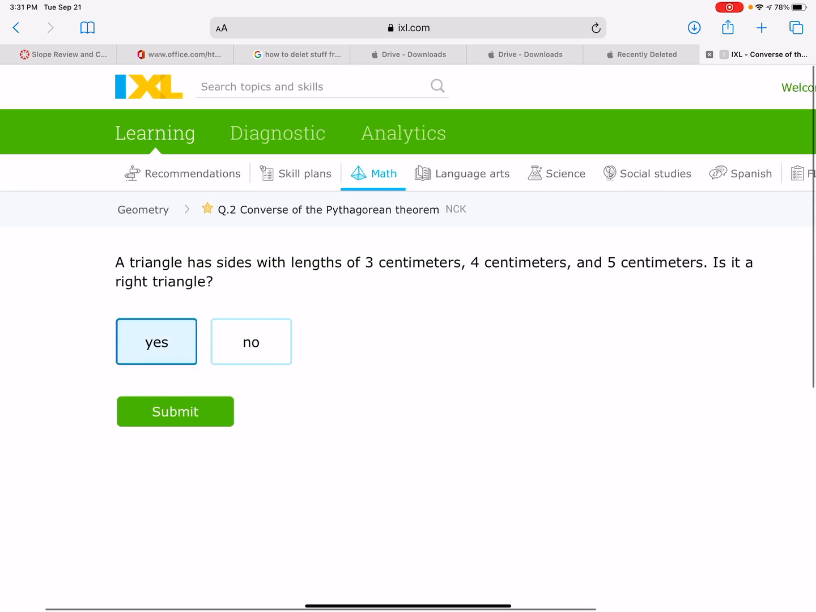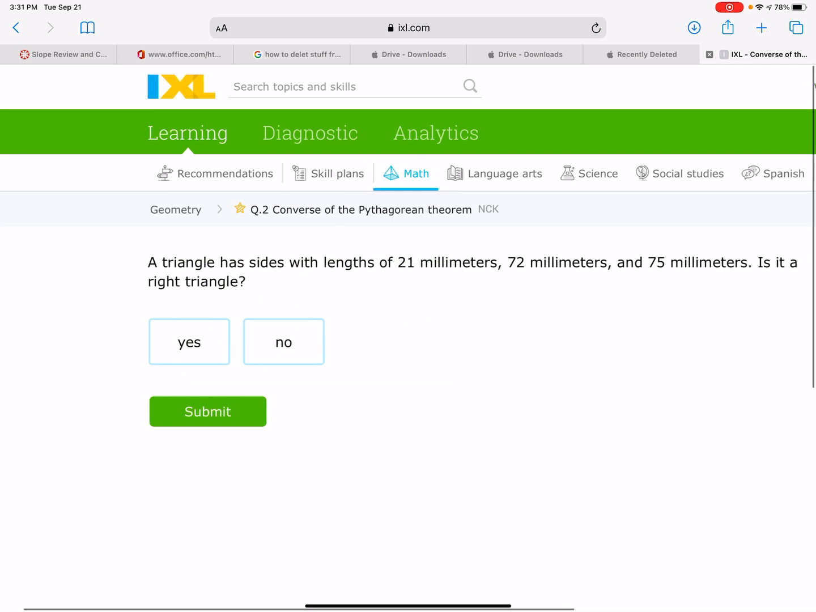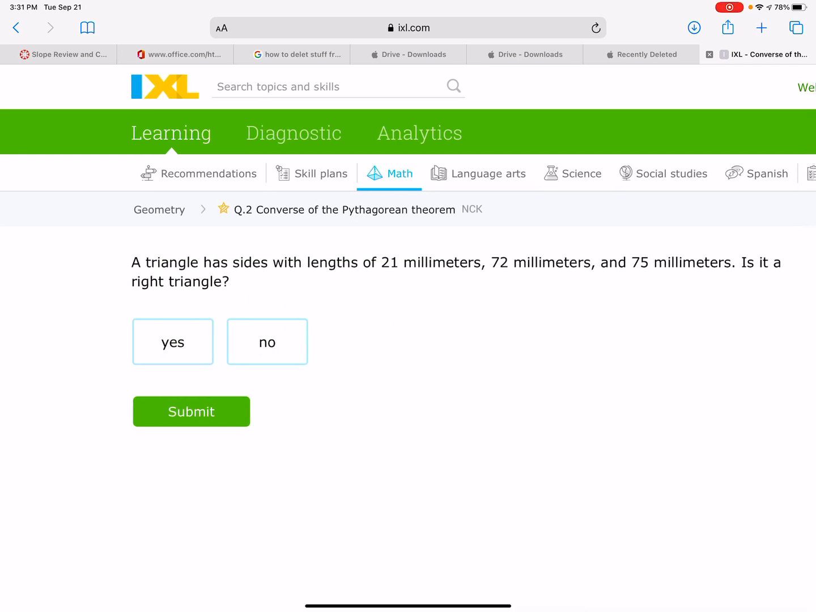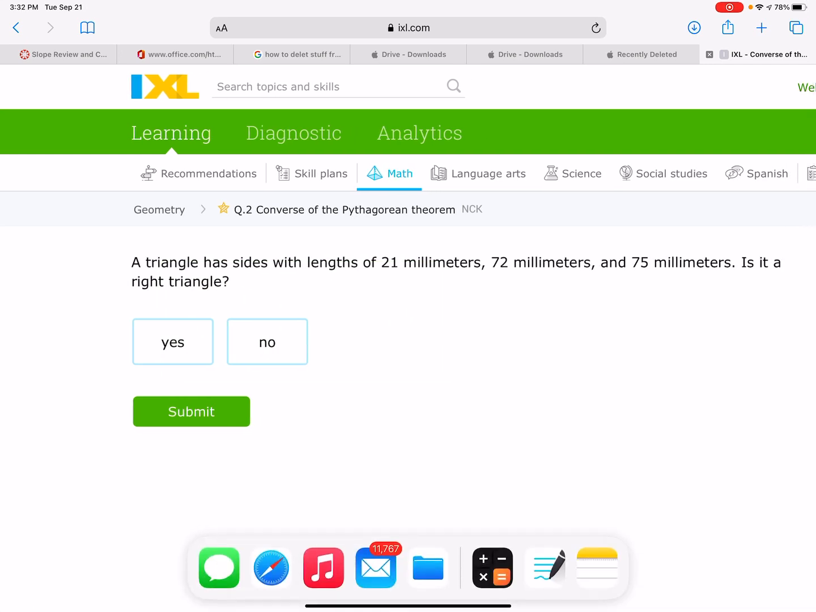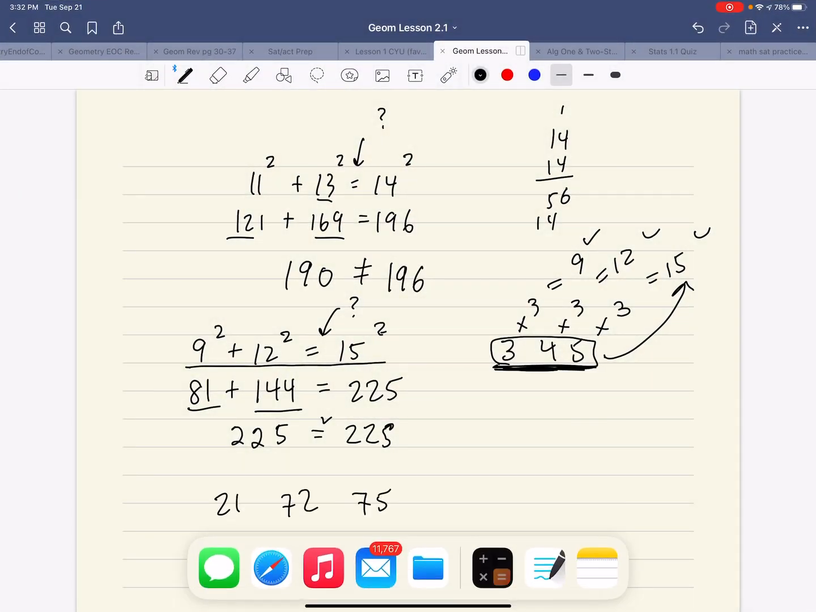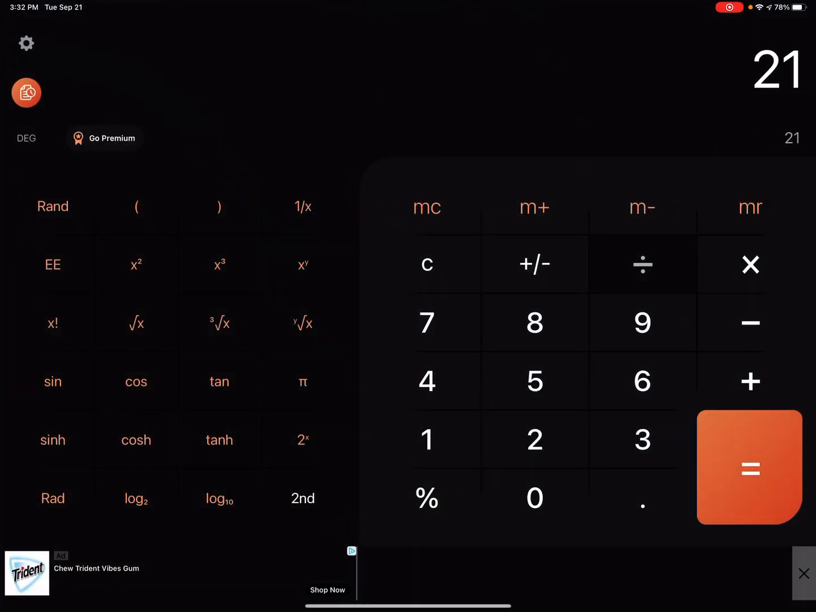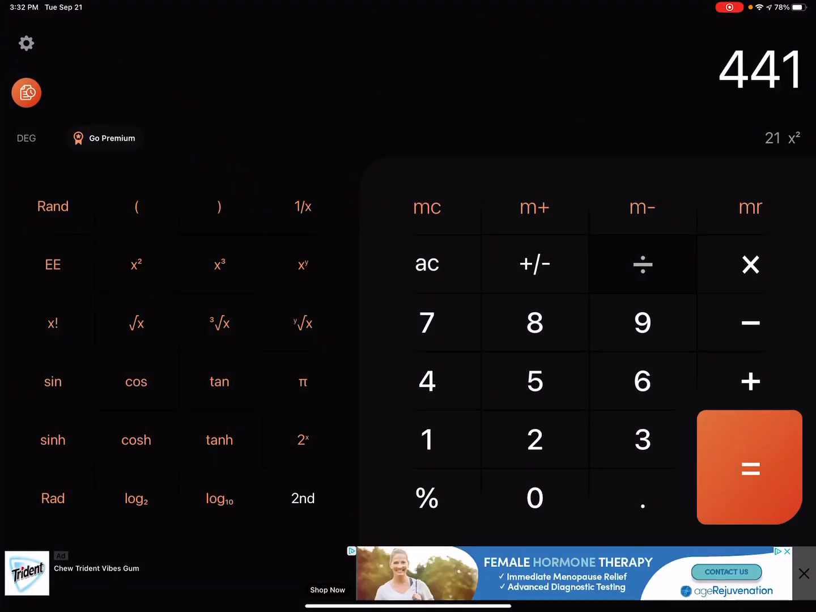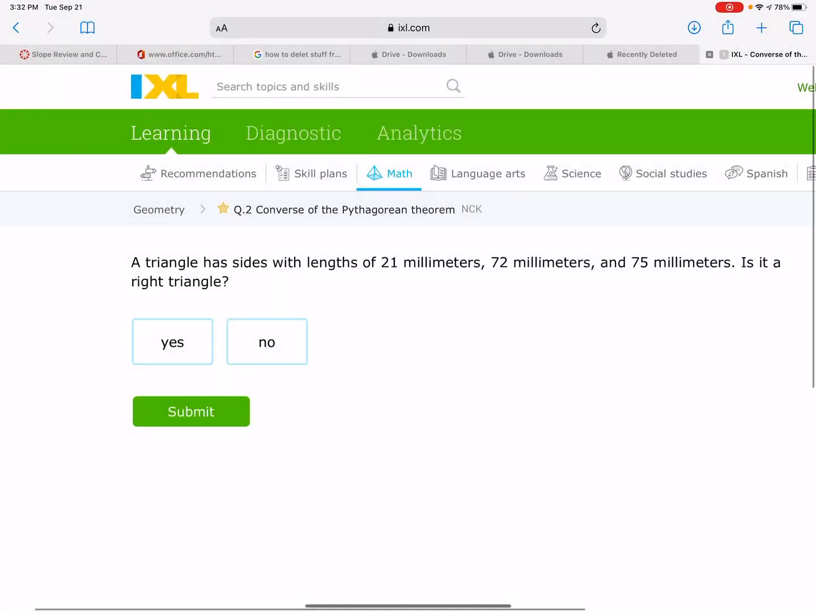What about a 3, 4, 5? Absolutely. We just proved that one because 3 squared plus 4 squared is 5 squared. What about 21, 72, 75? All right, now I need this calculator. 21 times 21, or 21 squared, is 441.